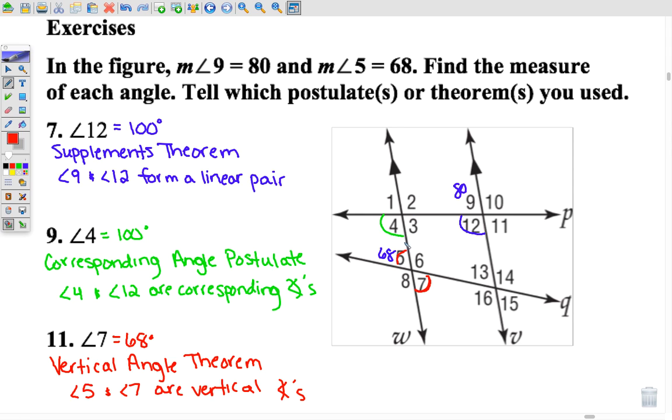One thing I do want to mention before we move on to the next part is you cannot have a relationship with angle 4 and angle 5, because if you look at these two lines that they lie on, line P and line Q, those are not parallel. And so the only way these angle relationships work is that they have to lie on these parallel lines. So when you look at 4 and 5, you can't say that those are your same side interior angles, because like I said, these two lines are not parallel.